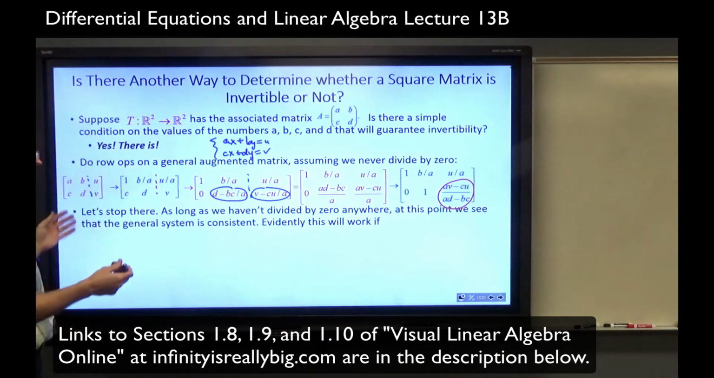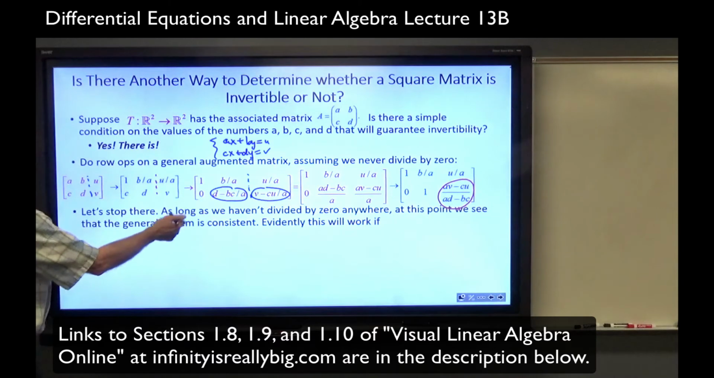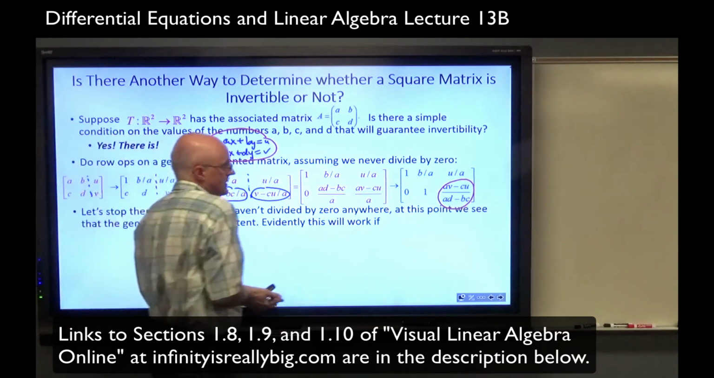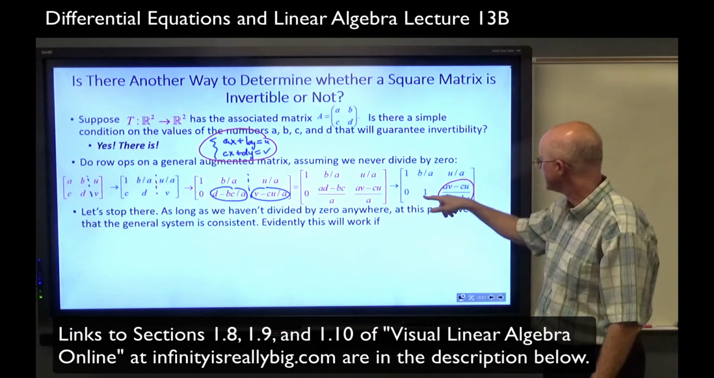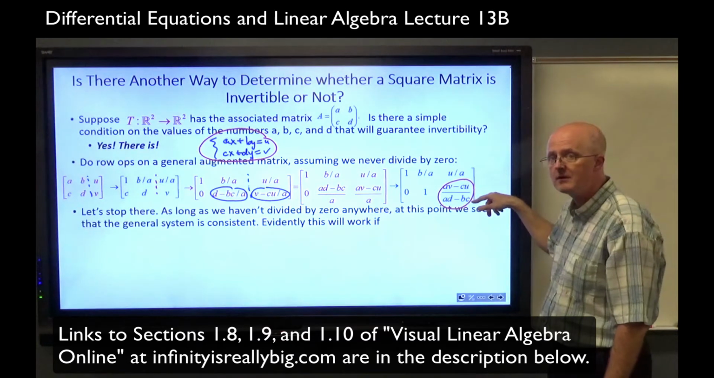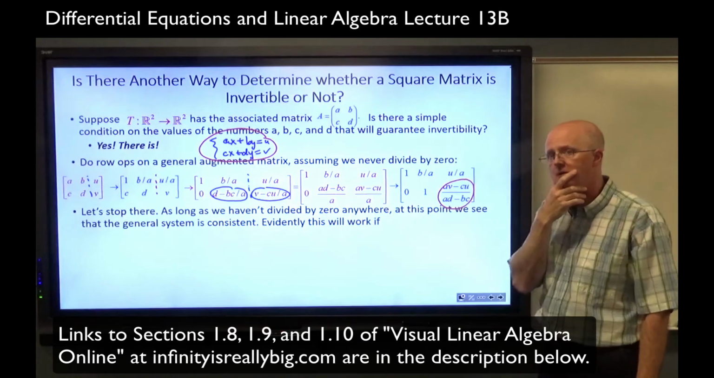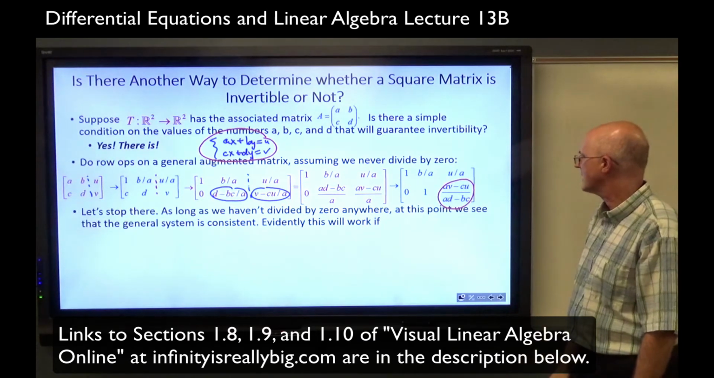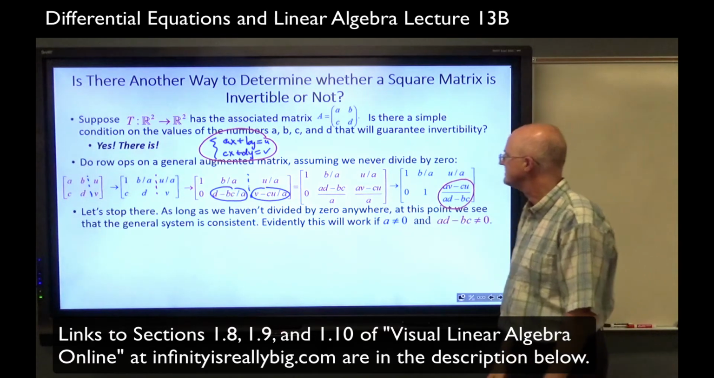As long as we haven't divided by 0 anywhere, we can stop here to see that the general system would actually be consistent. There would be a solution as long as we're not dividing by 0, because this would say y is this number, and if y is that number, you could substitute and find x as well. Evidently, this works as long as A is not 0 and AD minus BC is not 0.